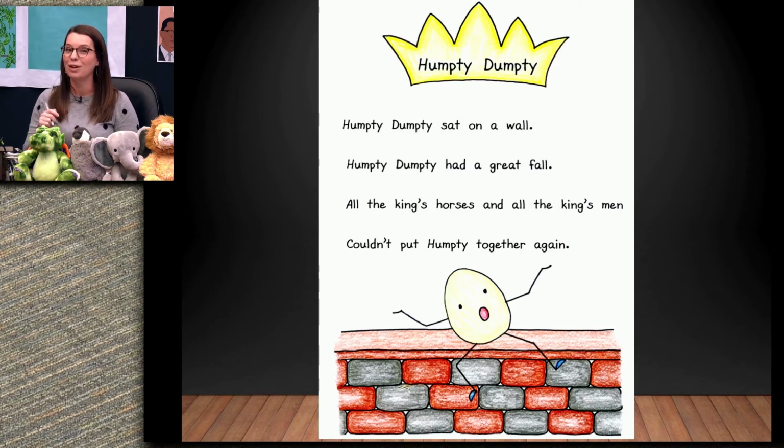This time, we're going to read it with the correct rhythm. Are you ready? Here we go. Humpty Dumpty sat on a wall. Humpty Dumpty had a great fall. All the king's horses and all the king's men couldn't put Humpty together again. We were able to figure out those words when we made sure that our rhyme was at the end and we listened really closely, even though they're spelled differently.